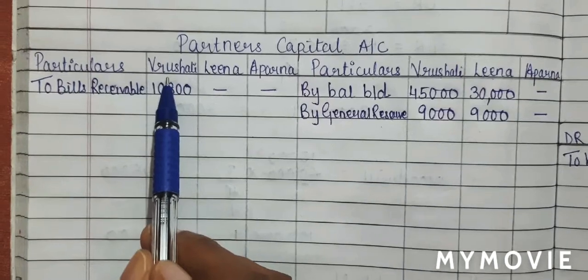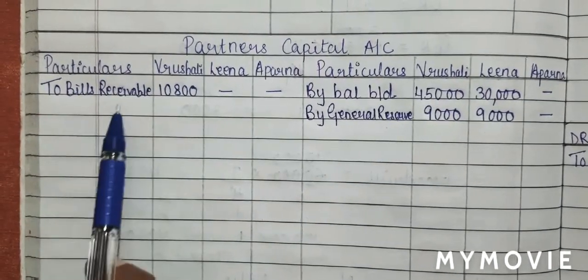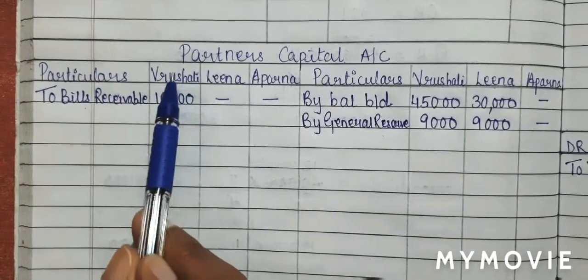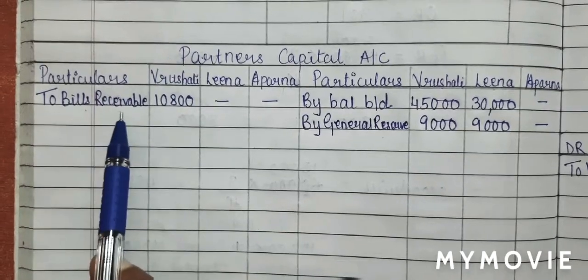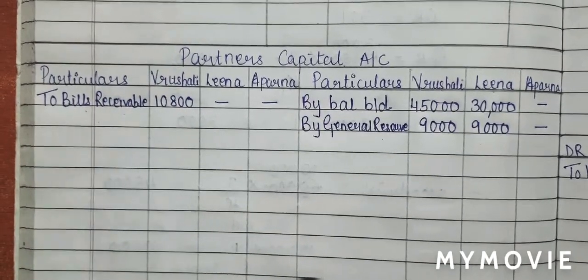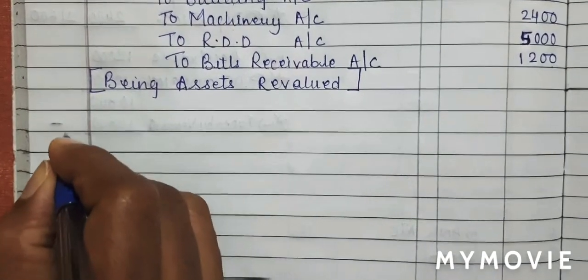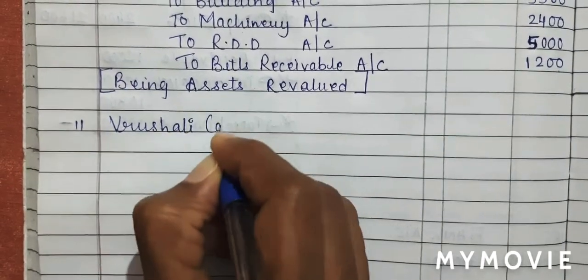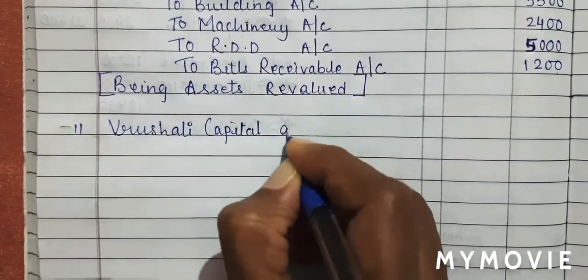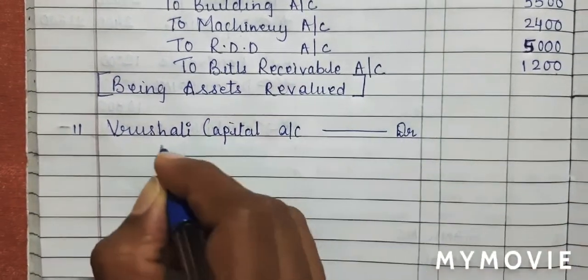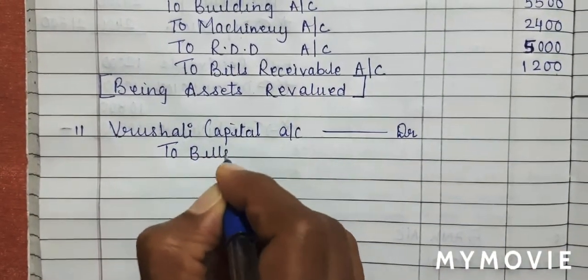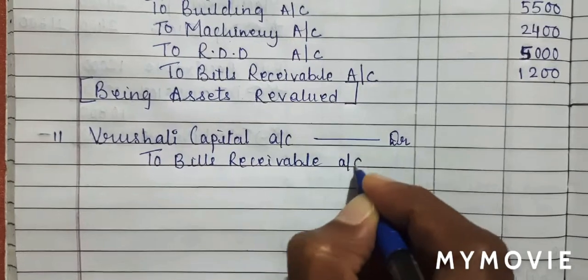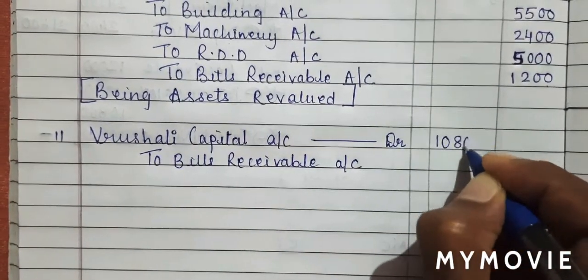One of our partners, Vrishali, had also taken over an asset. So we will also have a journal entry for this. Now the partner is debit, which means Vrishali is debit, so bills receivable will be credit. So let's write this in a journal. The date will be common. Our entry will be Vrishali capital account debit to bills receivable account. And Vrishali has taken it for 10,800.